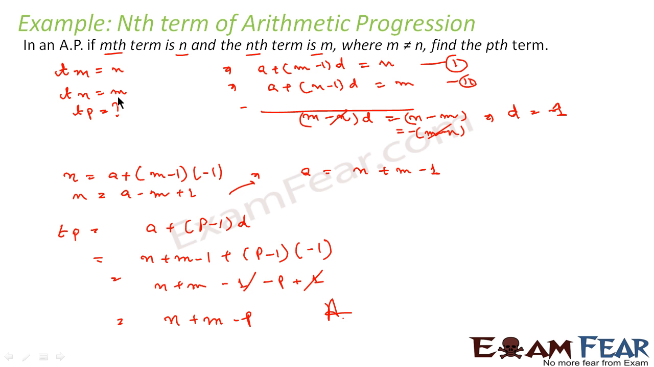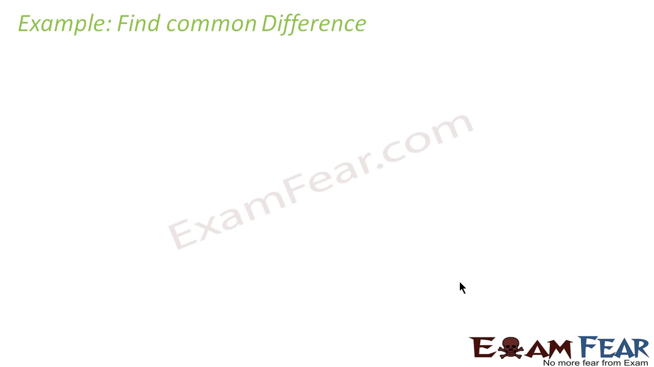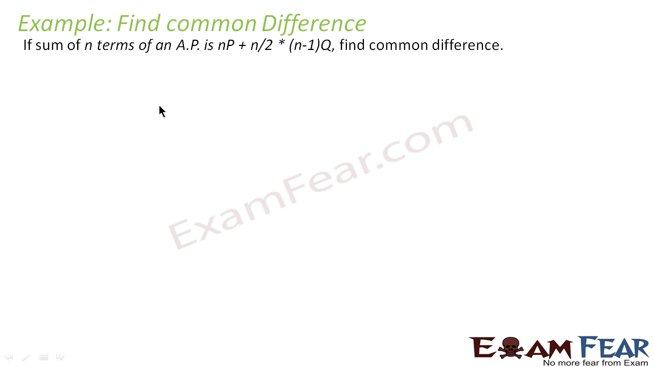It's very simple. So we have been told that Tm is equal to n and Tn is equal to m. What we did, we found the value of d and also we found the value of a, because we know that Tp is equal to a plus (p minus 1)d, where a and d we don't know the values. So we have to find a and d in terms of m and n, and we have done that and we have replaced to get the value. Very simple.